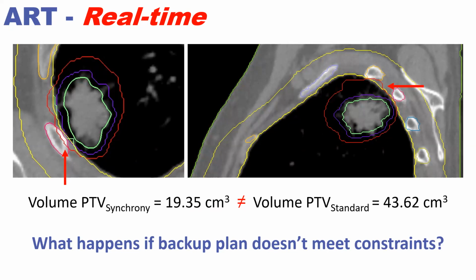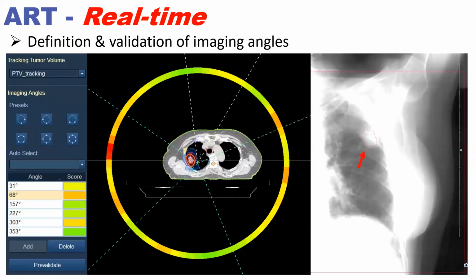And so what happens if your backup plan also doesn't meet the constraints, which in this case it didn't. Our backup plan was slightly over two of the ribs constraints, and so we actually had to back off on our backup plan. For the 55 gray, we could only meet around 47 gray in the 5 fractions. But these are all things to take into consideration due to how this real-time process has been developed.